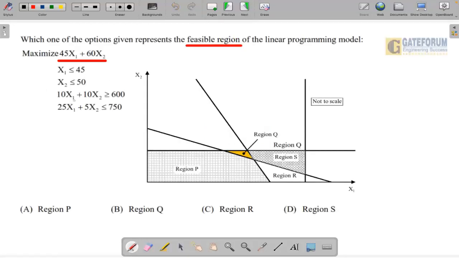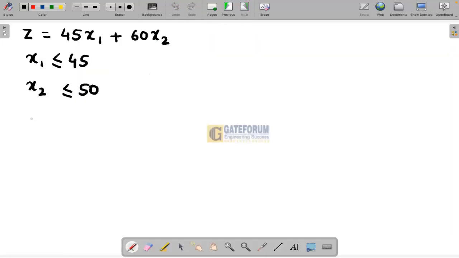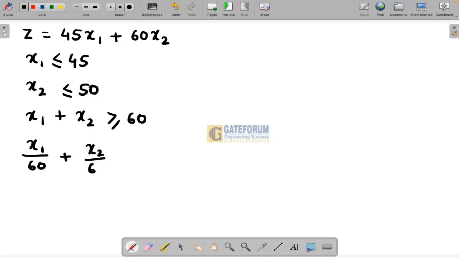The next constraint is x1 plus x2 greater than or equal to 60. You may write it like this: x1 by 60 plus x2 by 60 greater than or equal to 1. This is equation number 1, this is equation number 2, this is equation number 3.